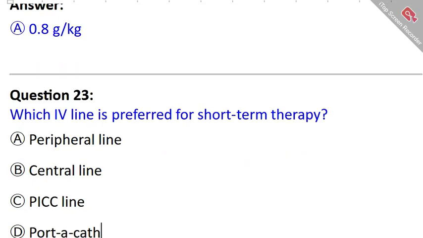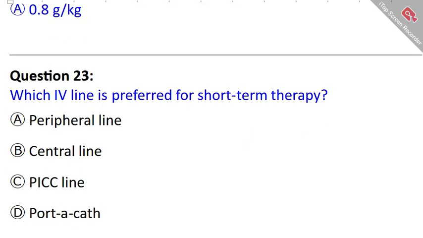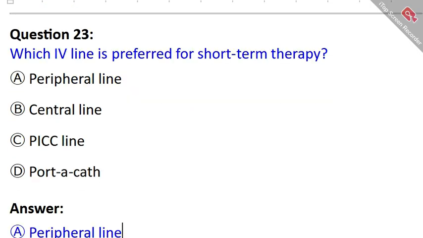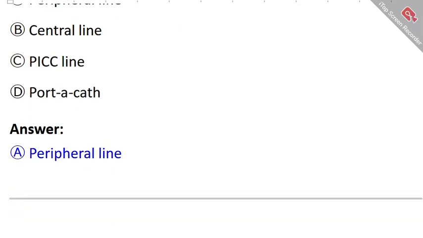Question number 23. Which IV line is preferred for short-term therapy? Read the four options. Select the best choice. Pause the video for 3 to 5 seconds. In this scenario, the correct answer is option A, peripheral line. Peripheral line is preferred for short-term therapy.